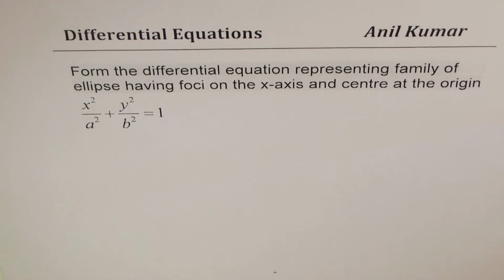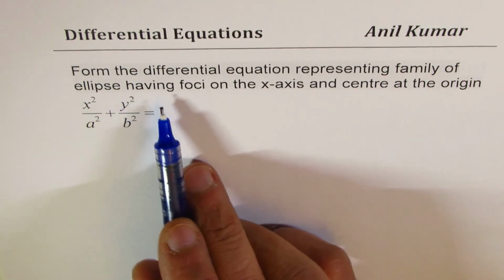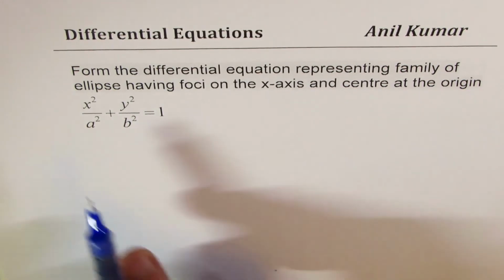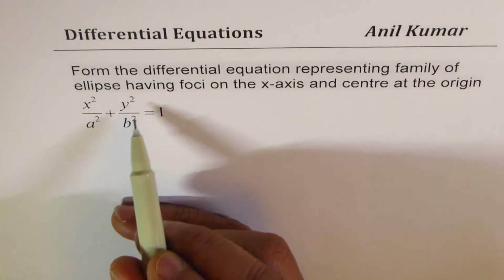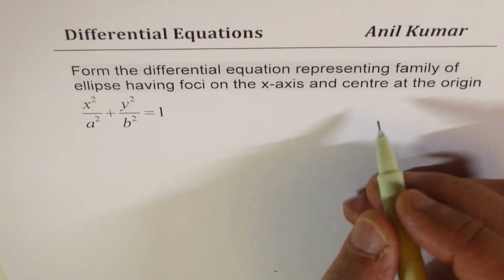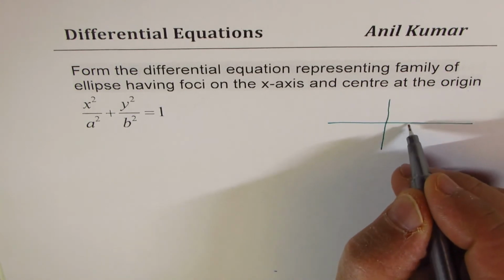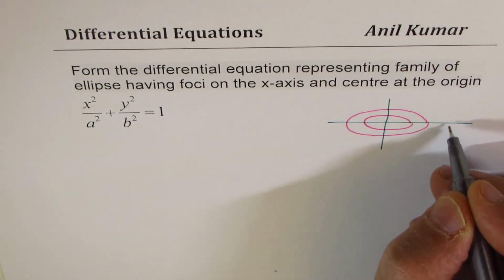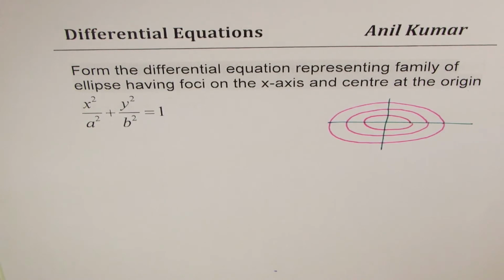We are almost at the end, few more examples to go. The question here is, form the differential equation representing family of ellipses having foci on the x-axis and center at the origin. So the equation for such an ellipse is x square over a square plus y square over b square, right? So we're looking for all the ellipses which could be represented in this fashion, correct? So depending on the parameters a and b, they will be centered at the origin.